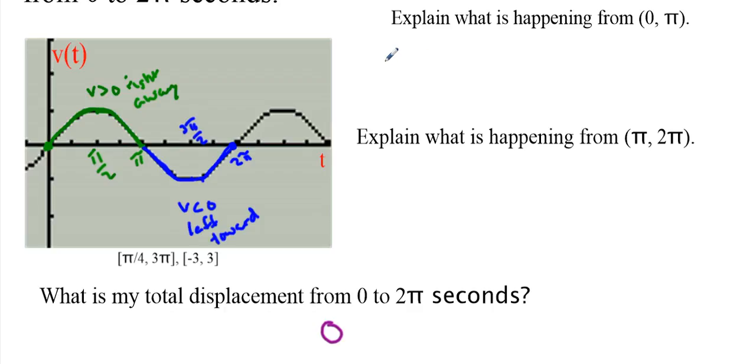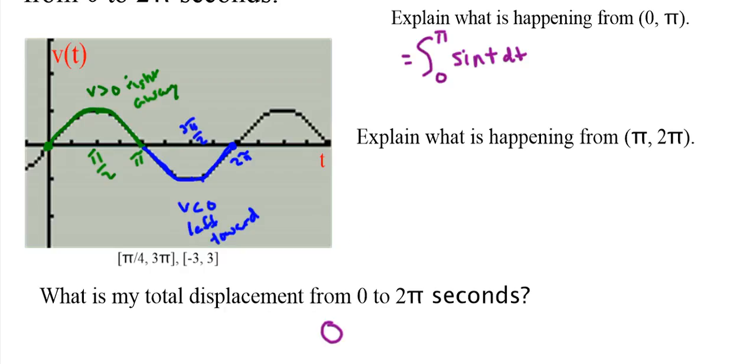If I want to figure out the displacement that I traveled from 0 to pi, this is how I would set it up. I would take the definite integral from 0 to pi of my velocity function, which is sine of x dx. Actually, sine of t, I guess it would be. I should change it up. Sine of t dt. And that would give me my displacement.